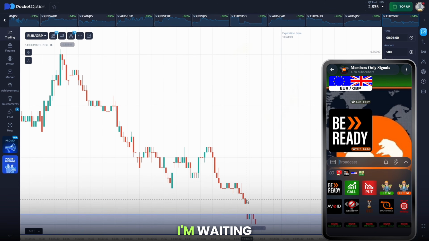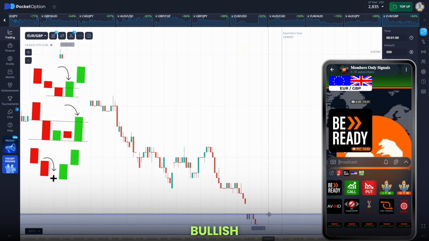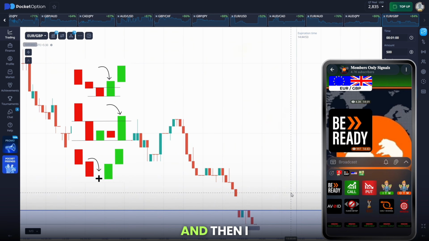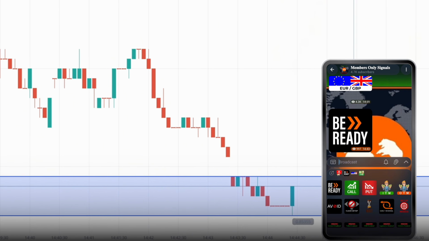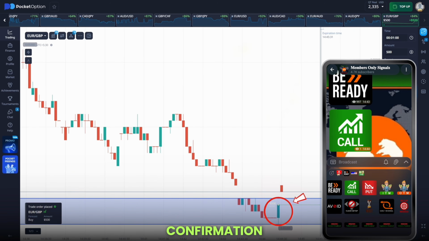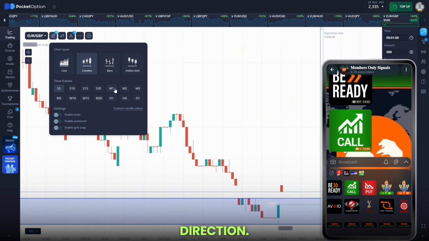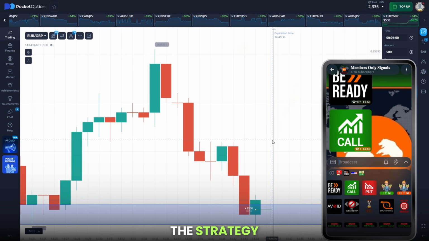Let's wait. I'm waiting for a strong bullish reversal confirmation here and then I will place a trade in the upside direction. Yes, that's the confirmation and I have placed the trade in the upside direction. Let's understand the strategy behind this trade.